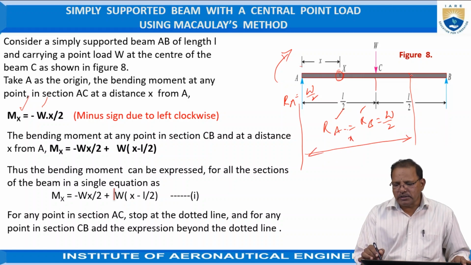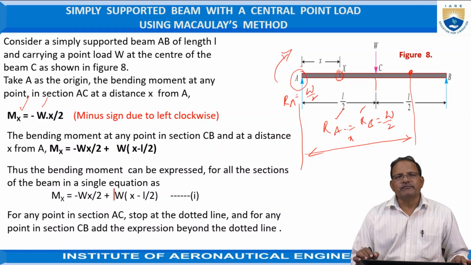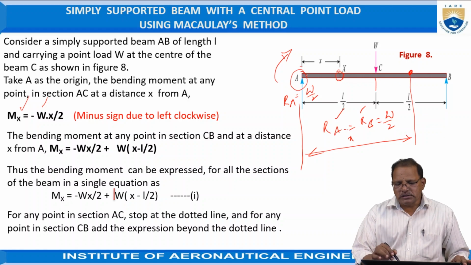The bending moment at this point is given by Mx equal to, this force acting toward the left hand side, hence it is negative. But the weight, which is acting at the center, is acting in an anti-clockwise direction, hence it is treated as positive.